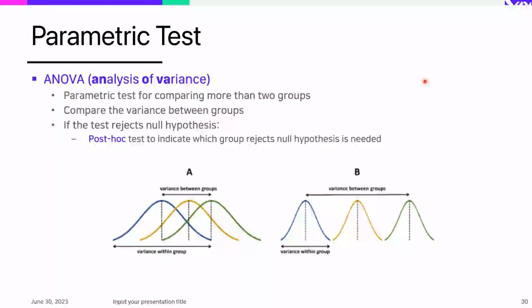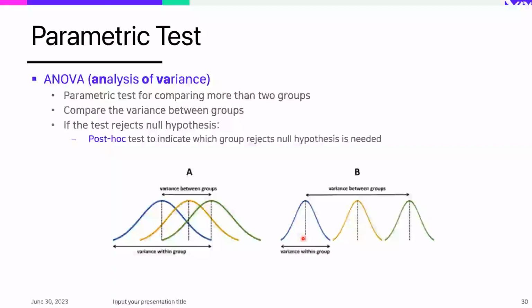So the parametric test that you can use for comparing two or more groups is ANOVA, which is short for analysis of variance. And here you are comparing the variance between groups. And since it is comparing the variance of multiple groups, if the null hypothesis is rejected, then it only means that there does exist a significant difference within the groups we compared, but we don't know which groups are in that relationship.